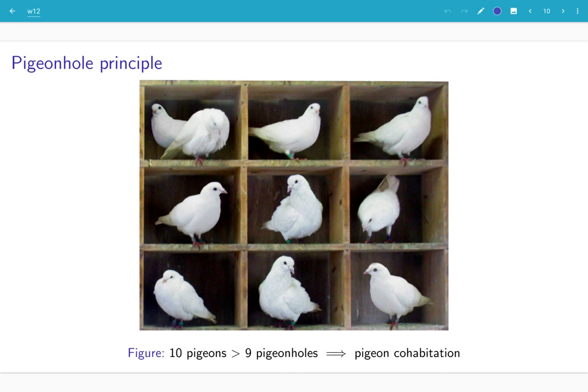So we sort of implicitly used a principle here called the pigeonhole principle. So here it is in action. We have 10 pigeons and 9 holes. So no matter how these pigeons arrange themselves into these holes, there must be at least one pigeonhole that has more than one pigeon in it. It sounds like a really simple and obvious property, but we can prove some interesting results with it.